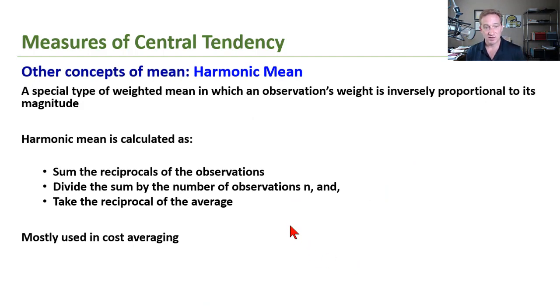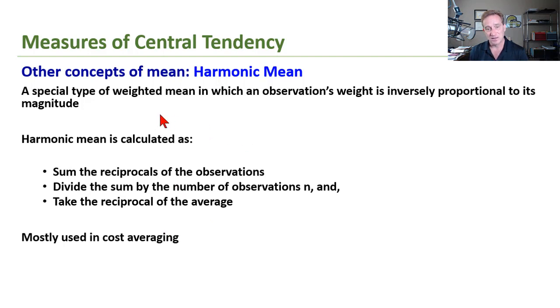The harmonic mean is a special type of weighted mean in which the observation's weight is inversely proportional to its magnitude. So I think it's hard to follow the English description of how to compute the harmonic mean. So on the next slide, we have a simple example. But the steps are, we just sum the reciprocals of the observations, we divide the sum by the number of observations, and then take a reciprocal of that average.